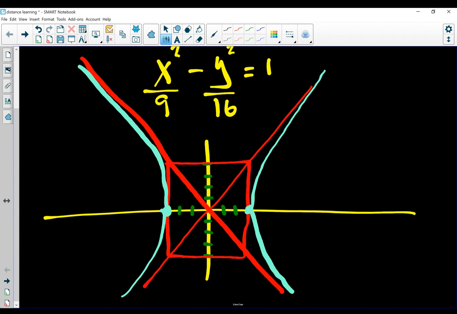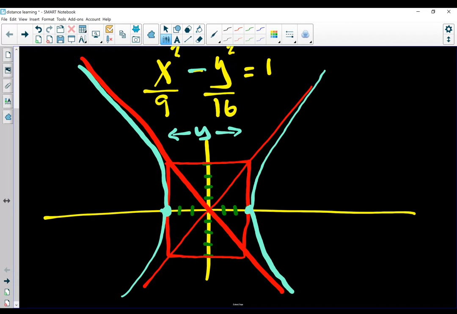And the reason why I knew that this is what's called a horizontal hyperbola, it works its way to the left and right, is because of this negative here. The negative means that it moves away from the y-axis.